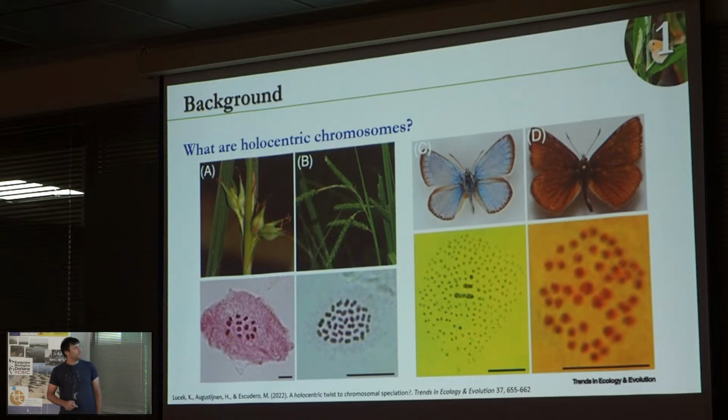So in holocentric lineages, chromosome evolution is typically by fission and fusion. So it's very common to find species with a small number of large chromosomes, or species with a large number of very tiny chromosomes, because you have a lot of fission rearrangements.